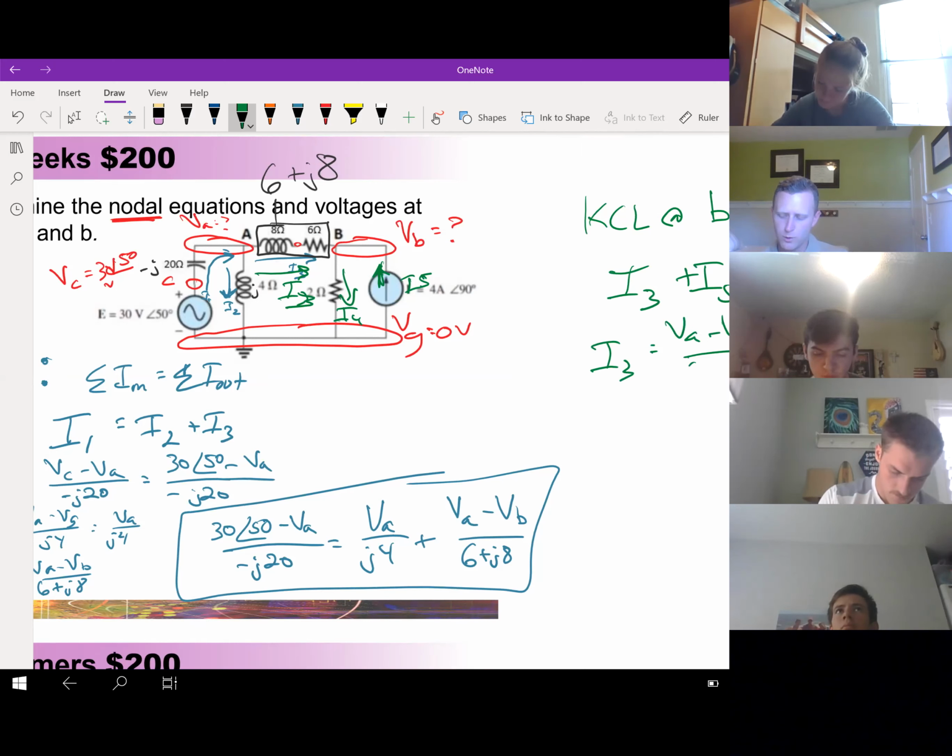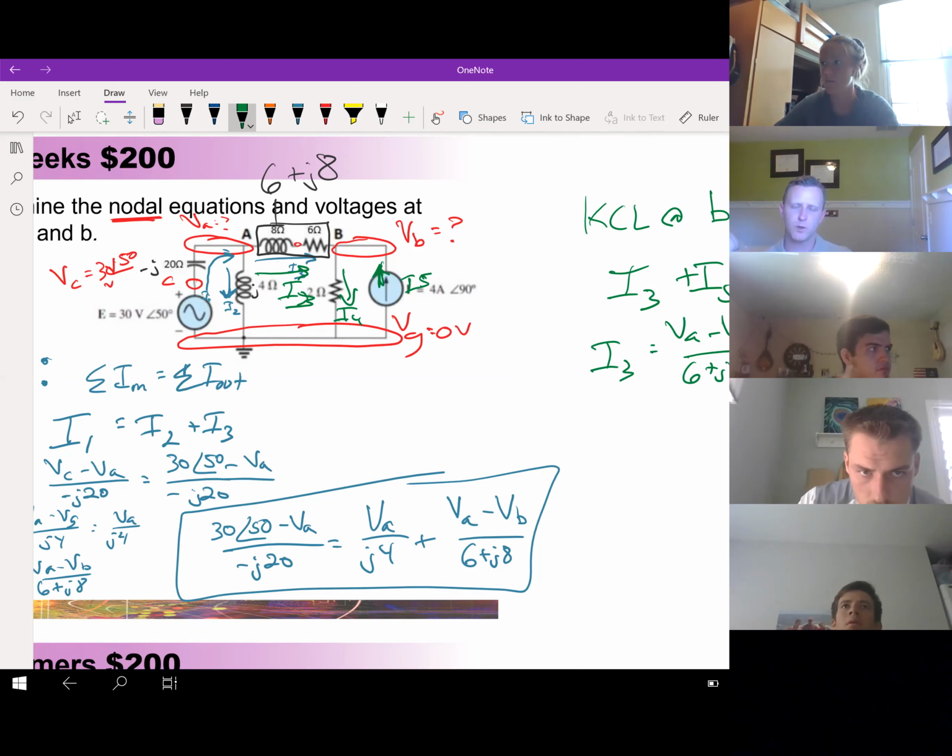If you drew yours the other way, you drew a separate I6 going from B to A, then the only thing that would change is I would subtract VB minus VA if you drew your arrow the other way. But then if I drew it the other way, that would also need to be on the out side of the equation, which is why it doesn't matter which way you draw it, because mathematically it means the same thing.